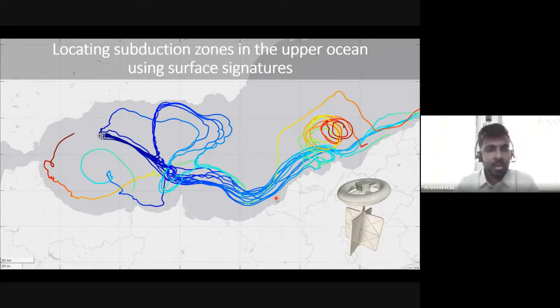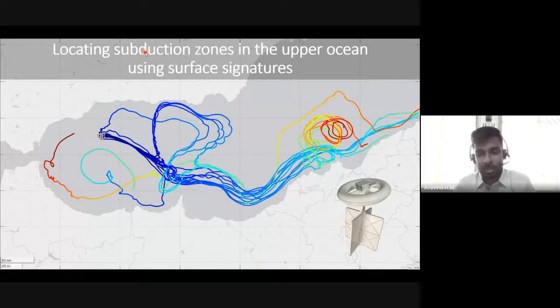So why did we deploy a cluster of drifters for this experiment? Well, we wanted to know the flow features, and we also wanted to know if there was some surface convergence on the ocean surface. Because if there is convergence on the surface of the ocean, it would mean that there is downwelling, and downwelling is directly related to subduction.